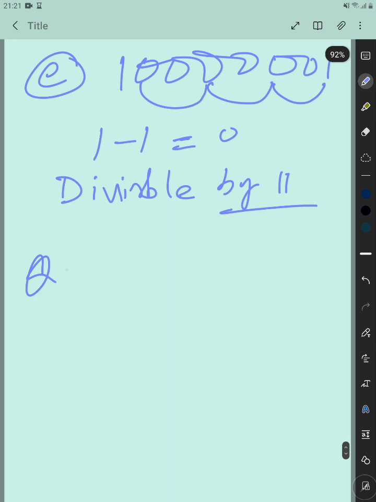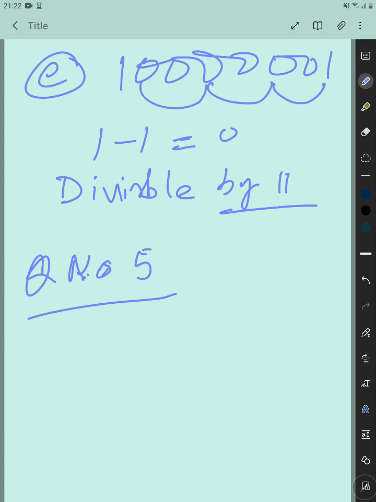Now we are at question number 5. So what is question number 5? Question number 5 says, write the smallest digit and the greatest digit in the blank spaces of each of the following numbers so that the number formed is divisible by 3. Any number is divisible by 3 only if the sum of its digits is also divisible by 3.